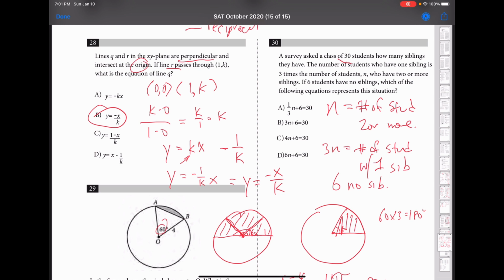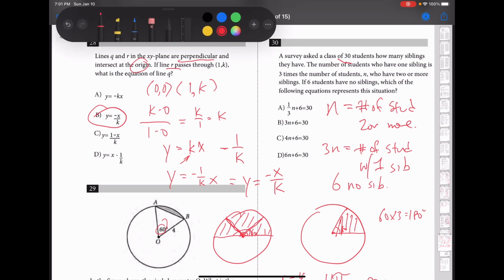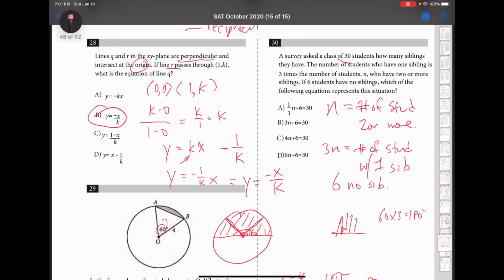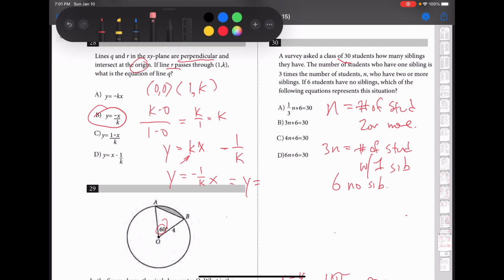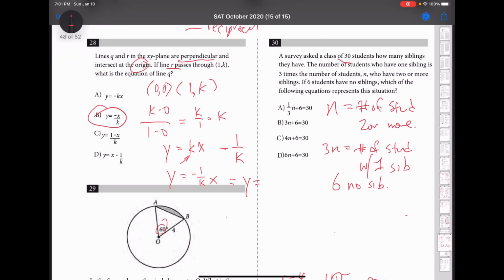So what you should do here is take n. Let me erase some of the things over here to get ourselves some more space. So what we have is n plus 3n plus 6, and that should give us 30 people. So 4n plus 6 equals 30 people in the class. The answer here should be C for number 30.